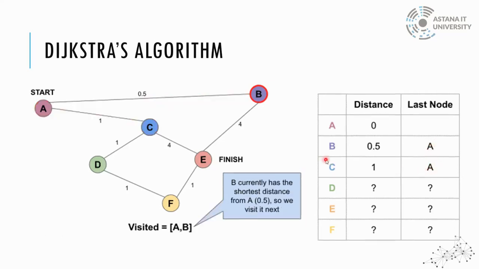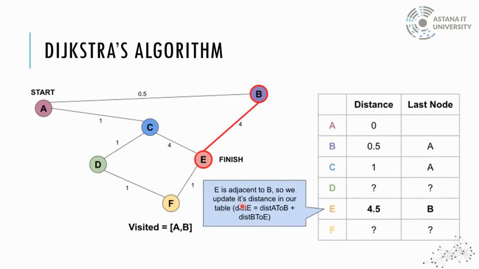The next step: B currently has the shortest distance. As you see, we should find the shortest distance among all the adjacent vertices, to decide which one to pick first. Should it be B or should it be C? For sure we should go to B because it has less weight, the minimum weight. And from B, we would do all the same over again.